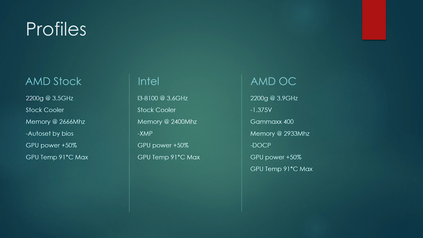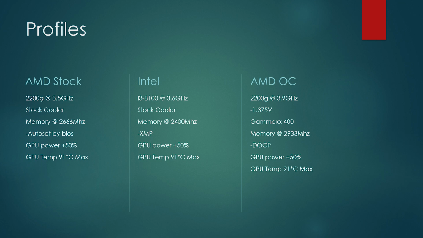And here we have the profile. The AMD system I just literally booted up and let it do its thing. So it ran at 3.5 gigahertz on auto, with the stock cooler. Memory did run at 2666 megahertz. I didn't touch anything, the BIOS just automatically set it. GPU power at plus 50%, GPU temp 91 degrees C max. In none of these tests does the GPU exceed 75 degrees C, so there's no throttling.